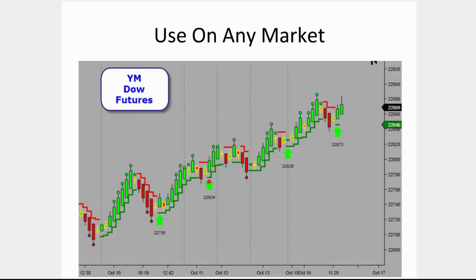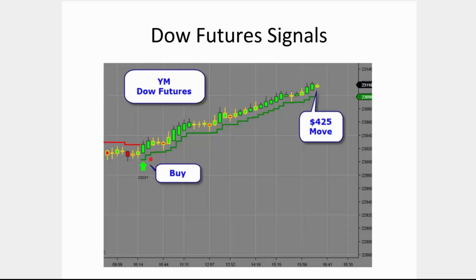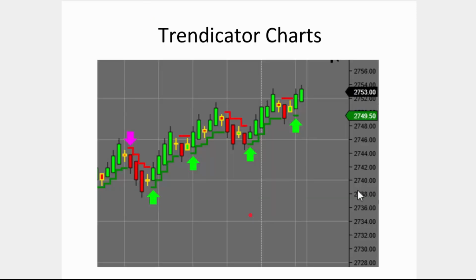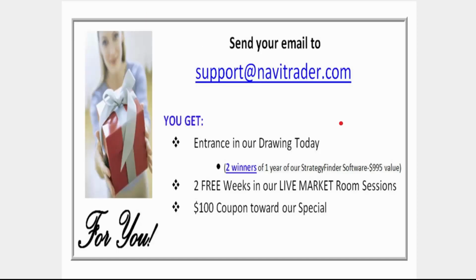This is the Dow chart. Here we've got a number of different buy signals on the Dow. Buy signal at 23,031, and you can see here we're trading at about 23,116. So a move up on this particular chart. Sell signal here followed by 4 buy signals.